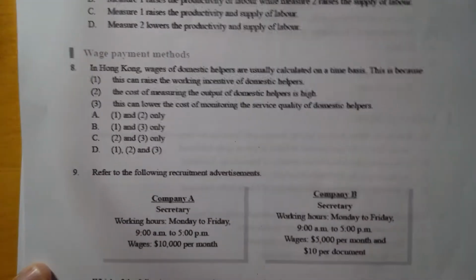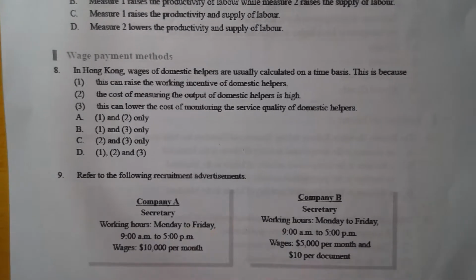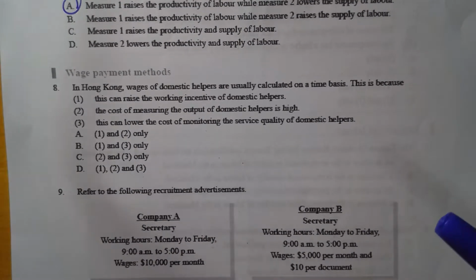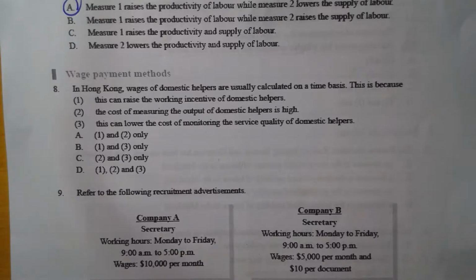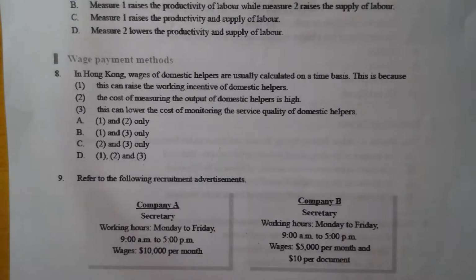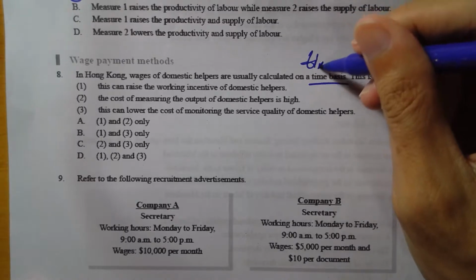Okay, now here, next section, we are going to talk about wage payment. Now, wage payment, it is so difficult to have a summary. So let's check the questions and see how much we can talk about. Okay, now in Hong Kong, the wage of domestic helpers are usually calculated on a time basis. 係嘛？即係我哋嘅 time rate 其實, right?